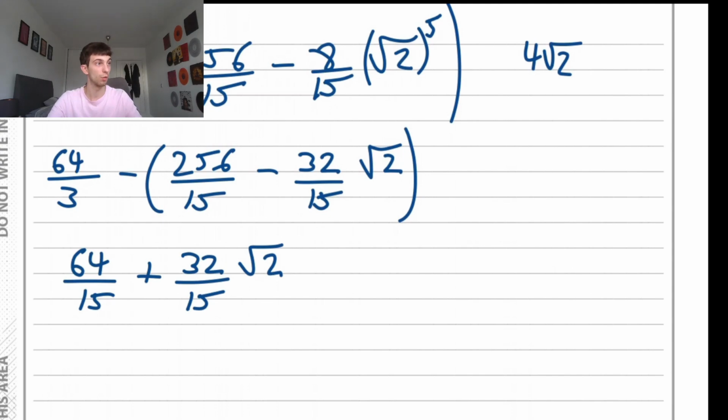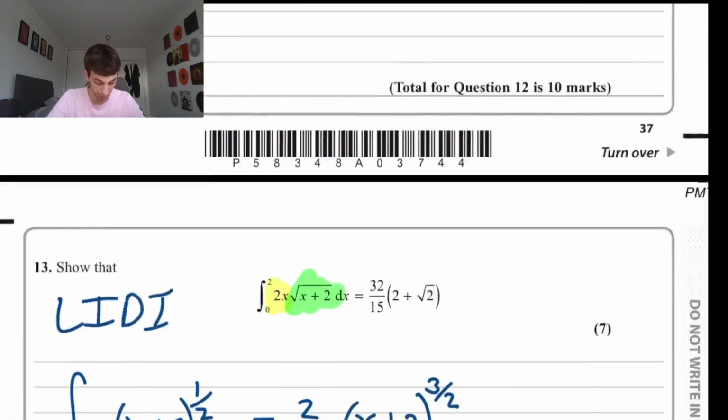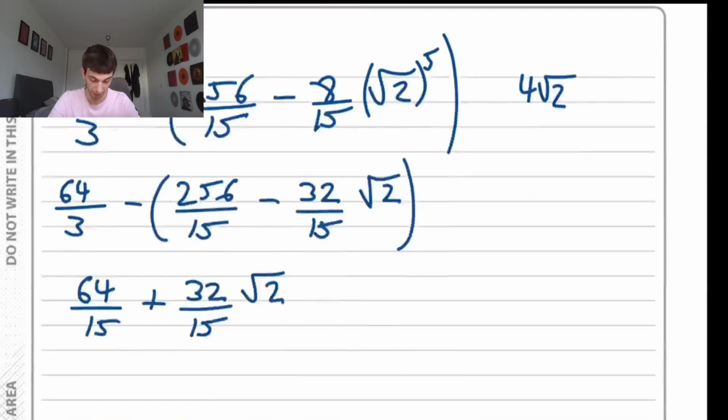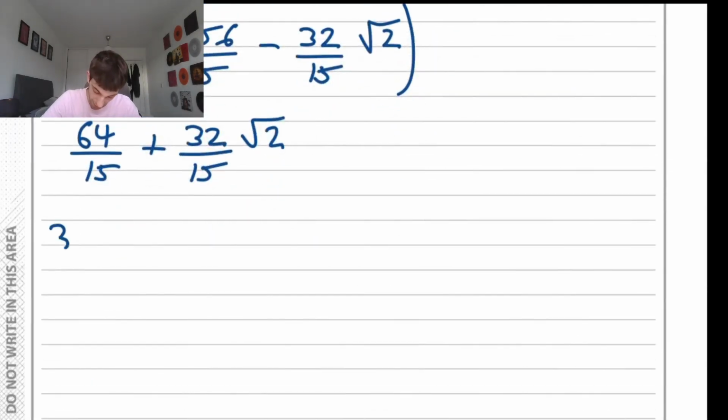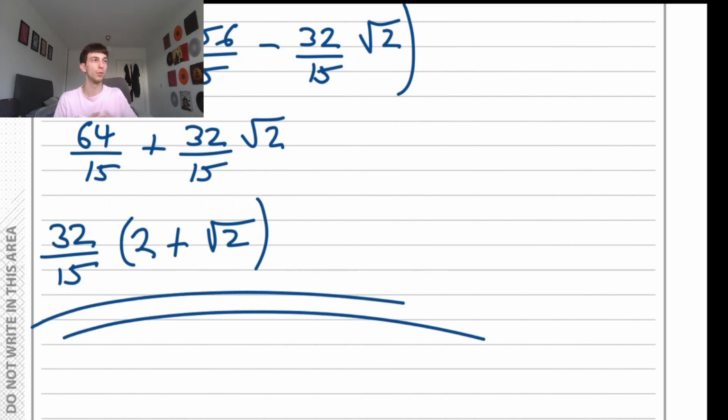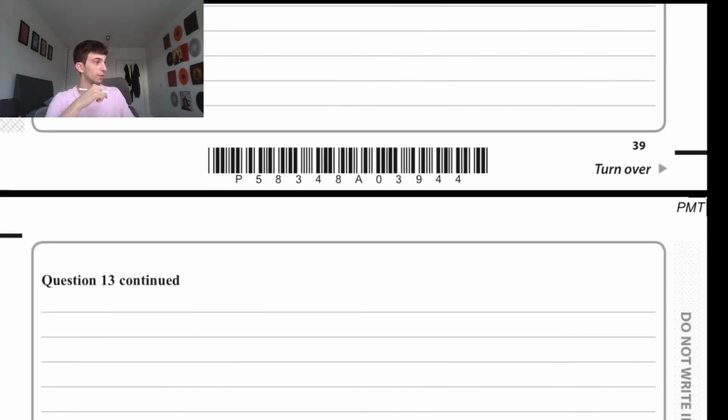Now, compared to our answer, what are we trying to get to? We are trying to get to 2 plus root 2, factoring out 32 over 15. So let's do it. Factor out 32 over 15. I feel like we've been here before. 32 over 15, so we have 2 plus root 2. And that's our answer, doing it by parts, or LIDI, which is just a more efficient way. And that's it. On to the last question, question 14.